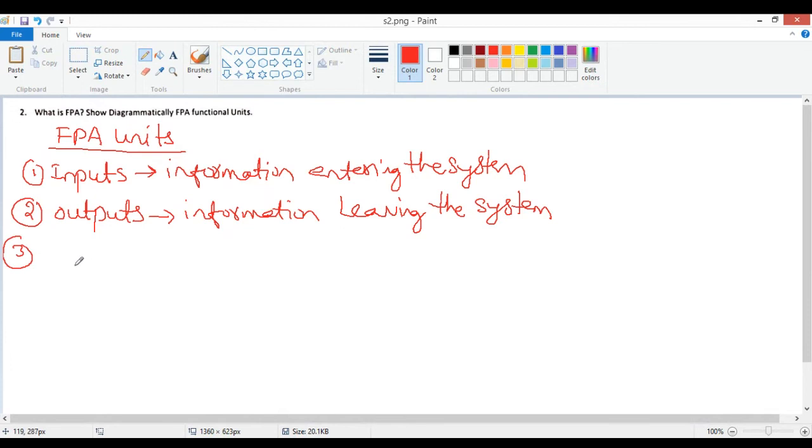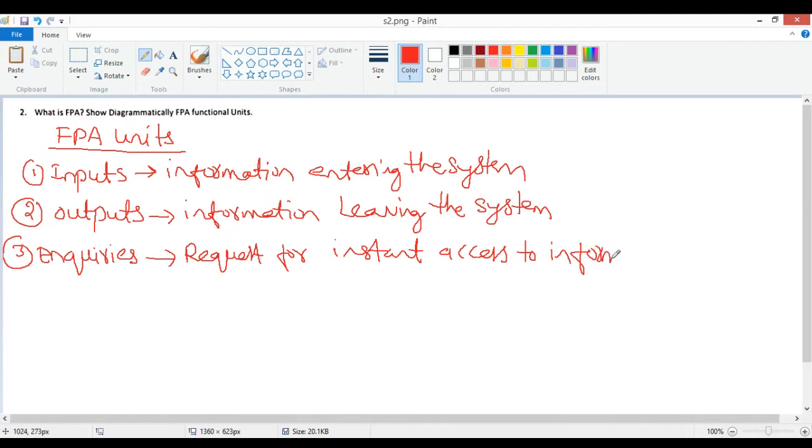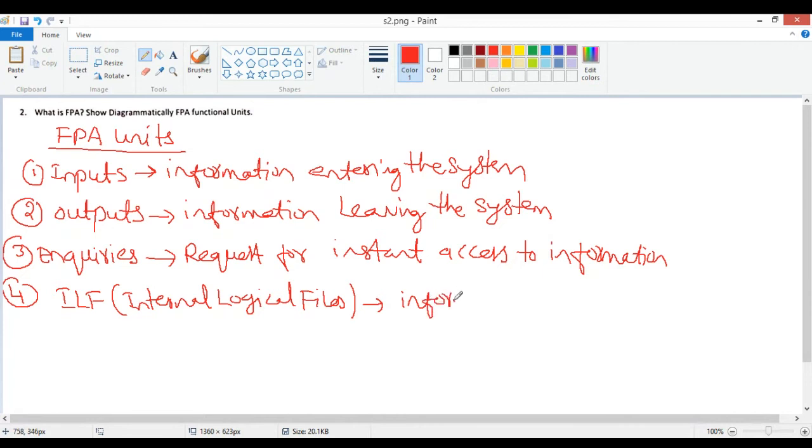And similarly, you have a total of 5 functional point units. Another is called inquiries. This is a request for instant access to information. And finally, you have internal logical files, ILF. Internal logical files, that is information held within the system. It is nothing but information held within the system.